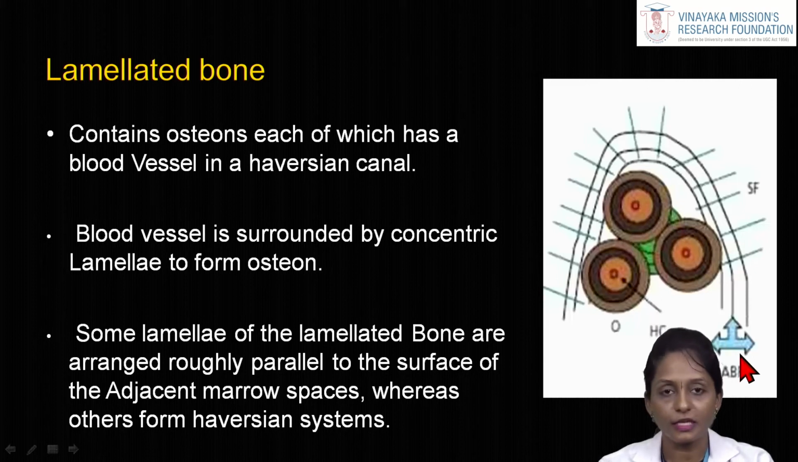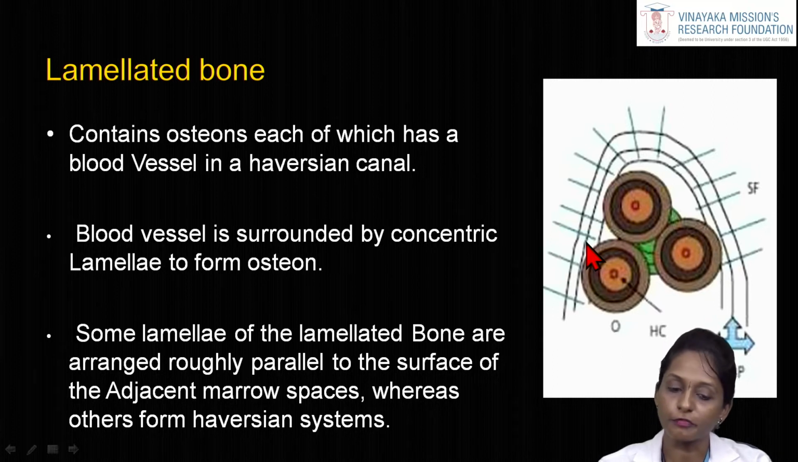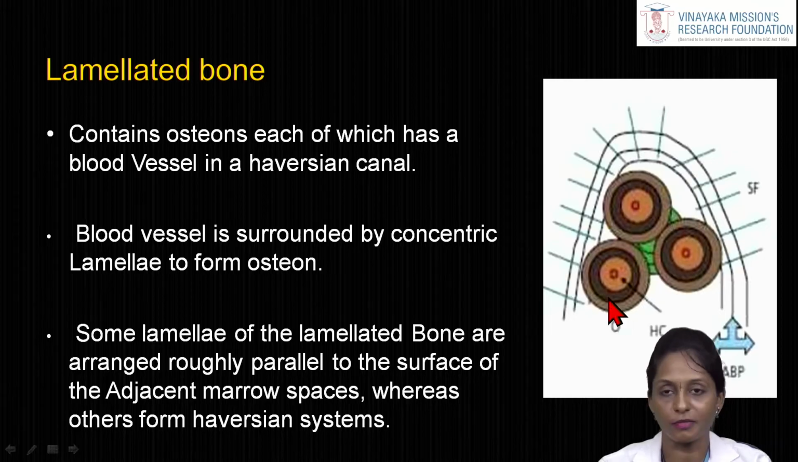Next, moving on to the lamellated bone. What is a lamellated bone? This picture shows the structure of a lamellated bone. It contains osteons. This is the osteon, which has a blood vessel in it. This is your Haversian canal. This blood vessel is surrounded by concentric lamellae to form an osteon.